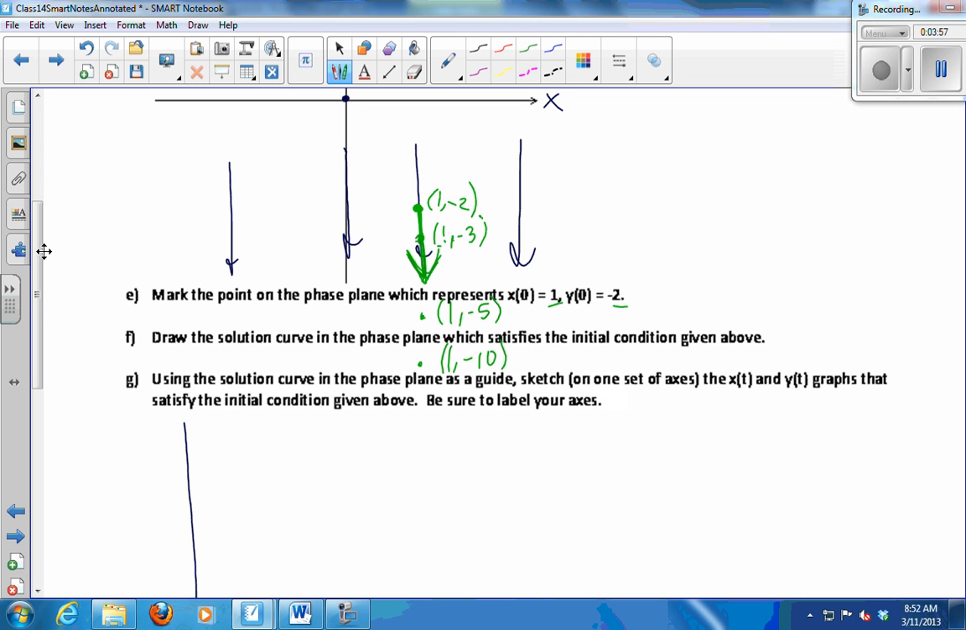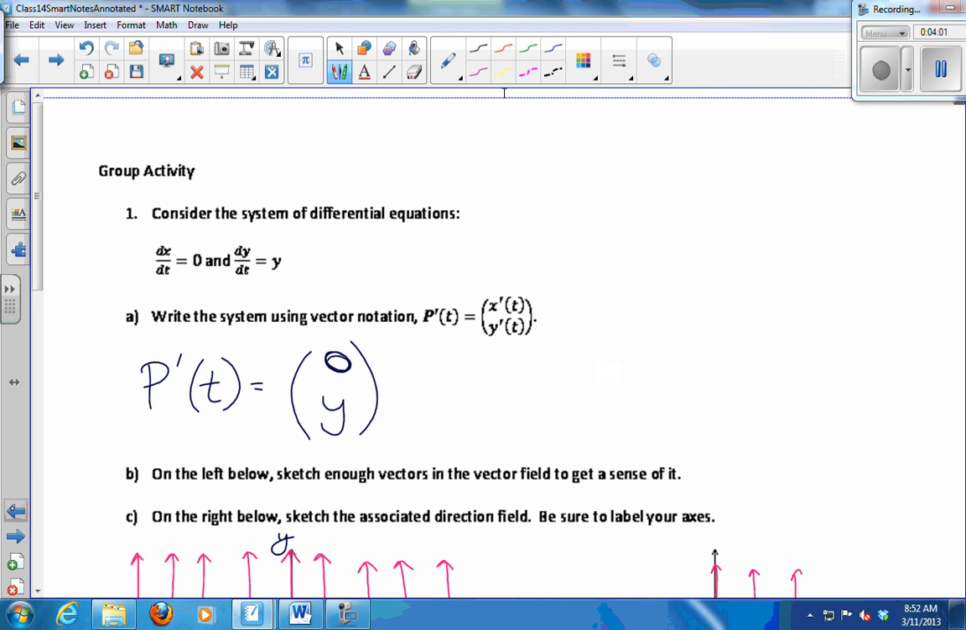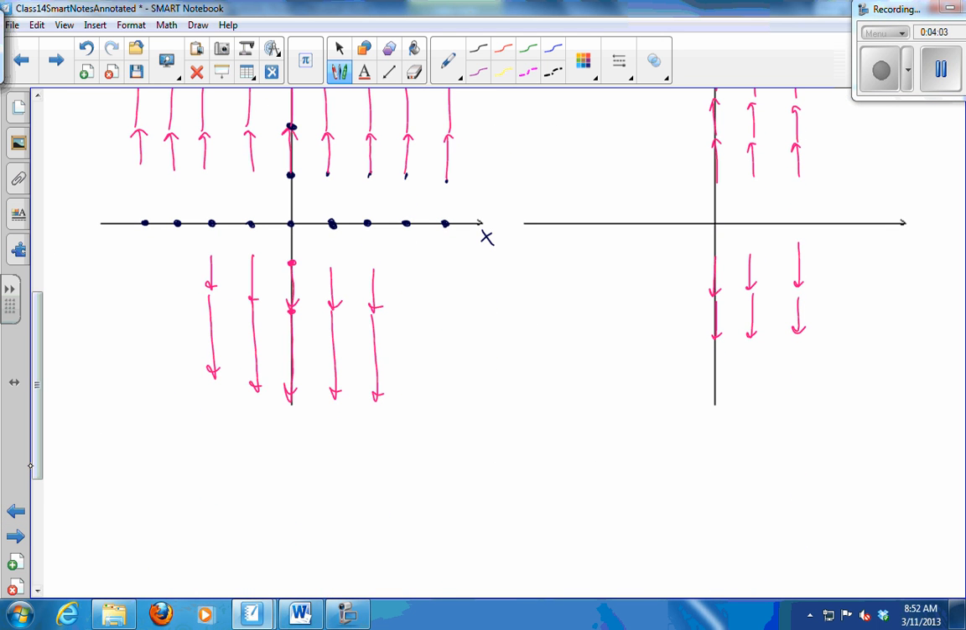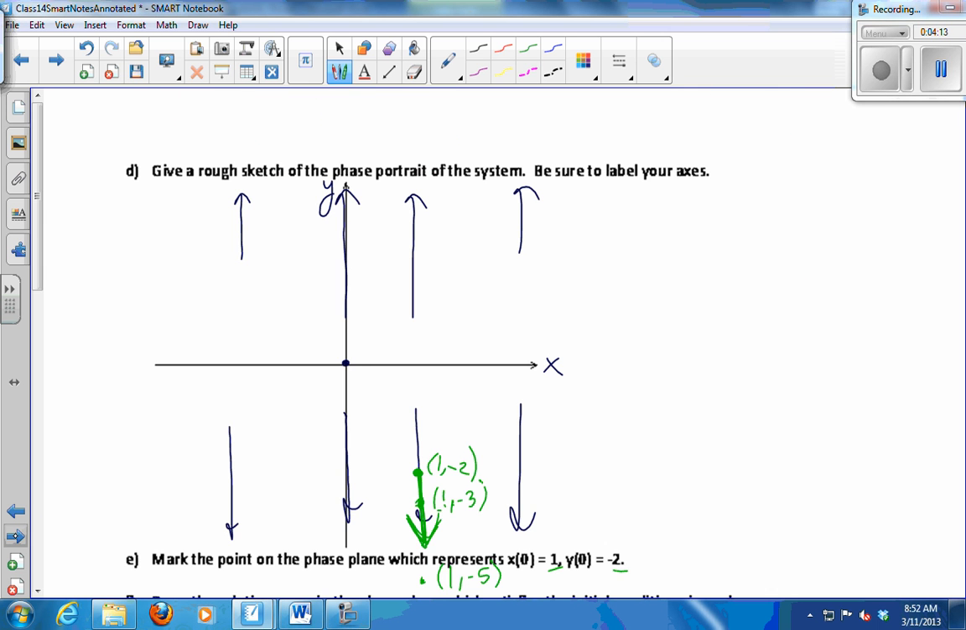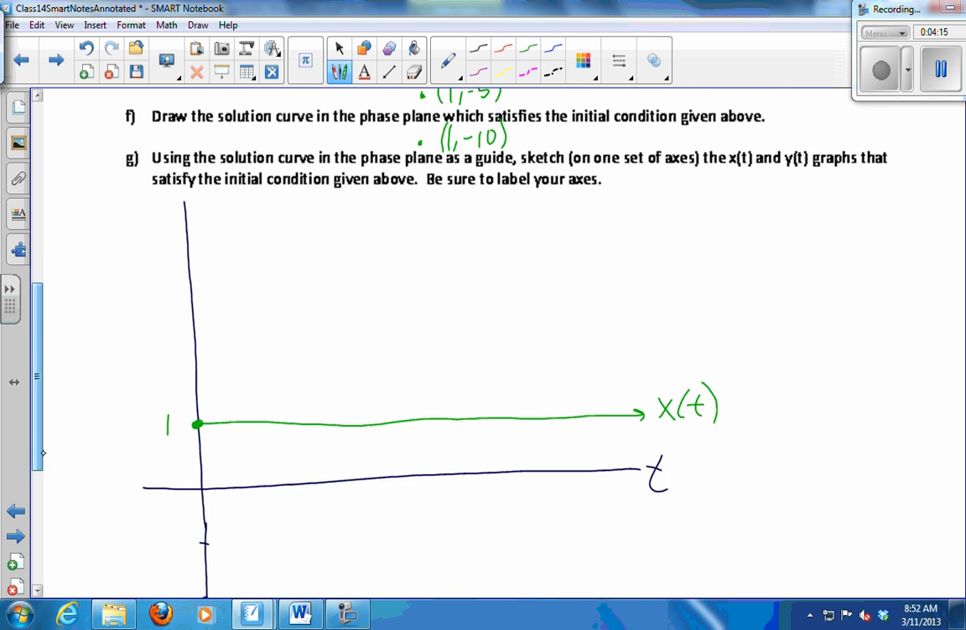Because the arrows are getting bigger and bigger from the direction field. Yes. Yep. Good point. So we know it decreases faster and faster from the vector field. And we lost that information when we changed it to a direction field. But it does decrease faster and faster.